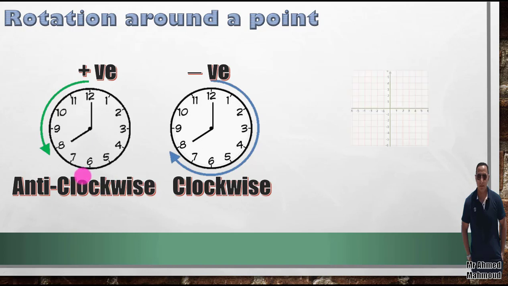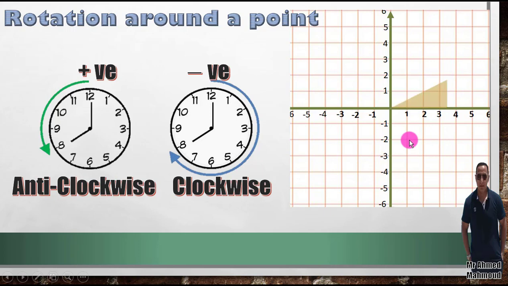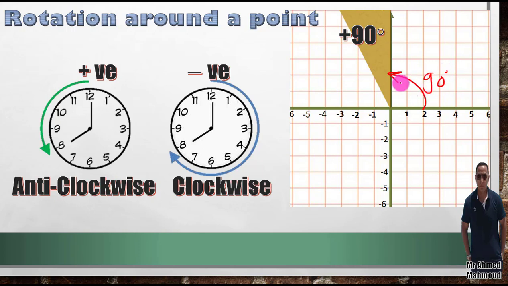Okay, in the graph, if we have a triangle like this and I need to rotate this triangle 90 degrees, the rotation will be like this. This rotation from here to here is 90 degrees. How come, Mr. Ahmed? By looking to this side and this side. This side turns, and the direction here is anti-clockwise, so it is a positive direction.